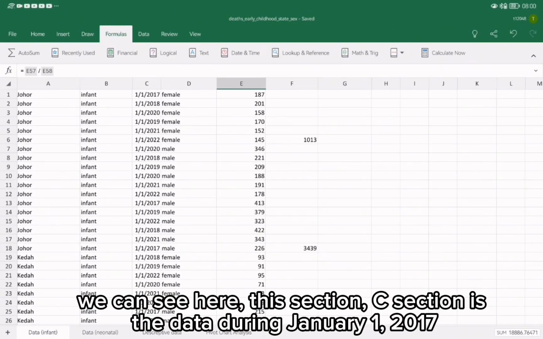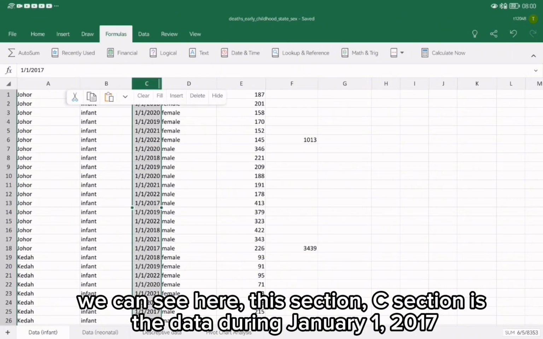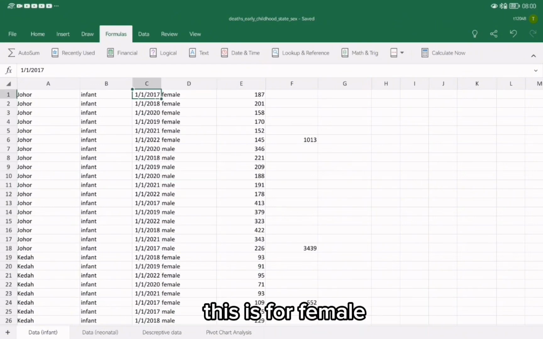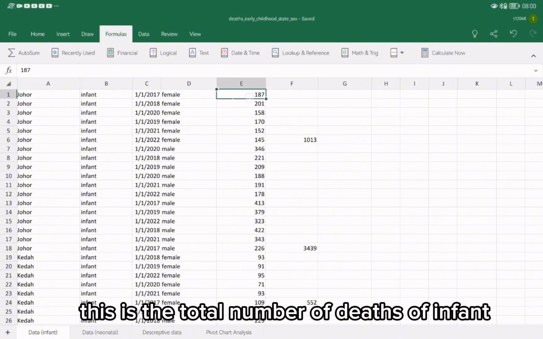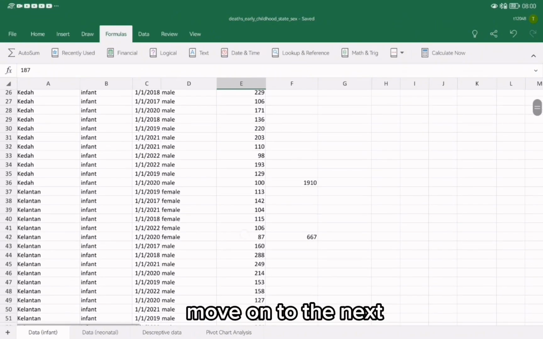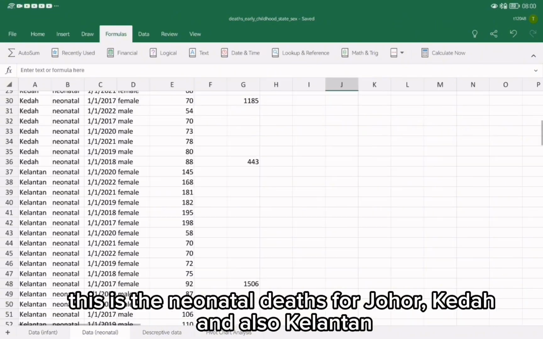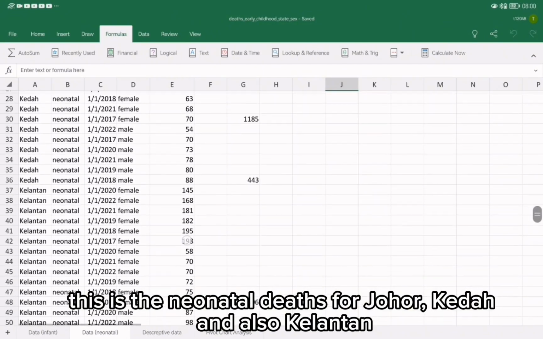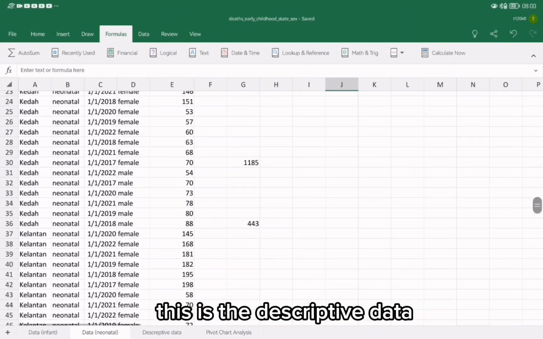We can see here in this section the data during January 1, 2017, and this is for female, and this is the total number of deaths of infant. So move on to the next. This is the neonatal death for Johor, Kedah, and also Kelantan.